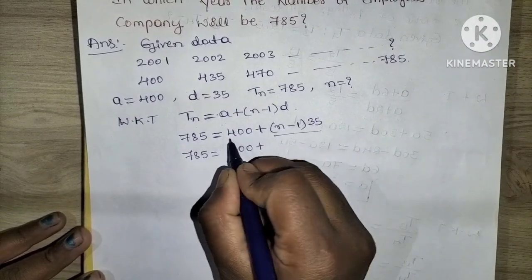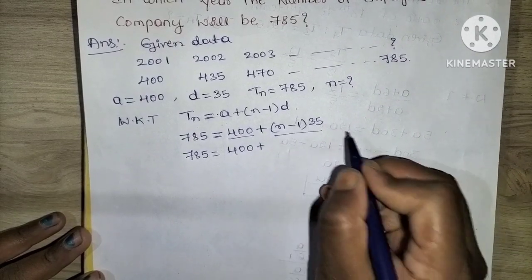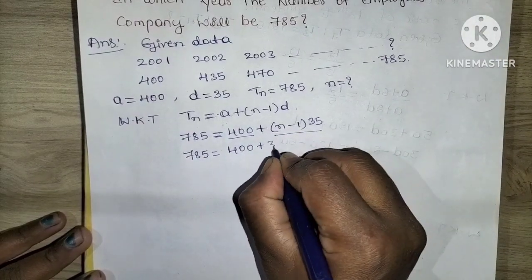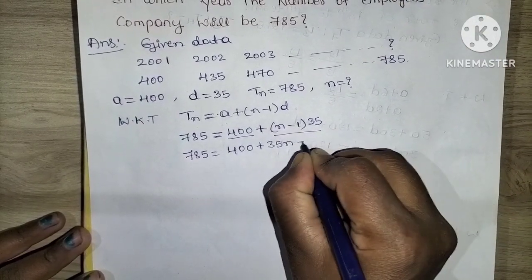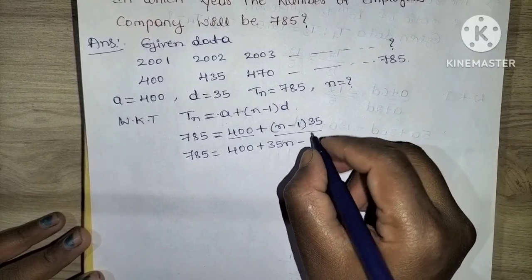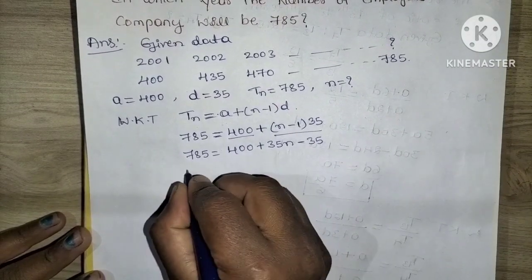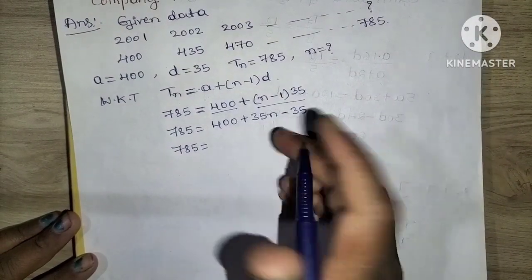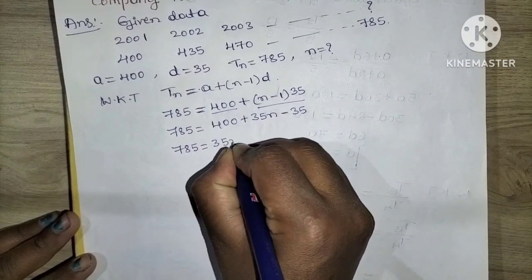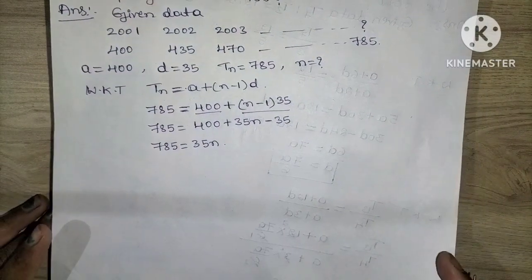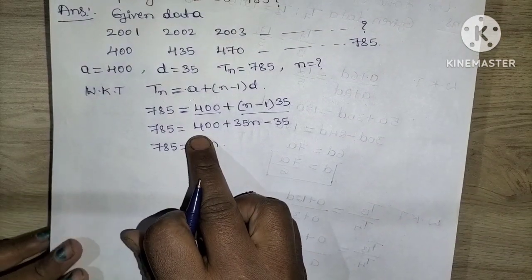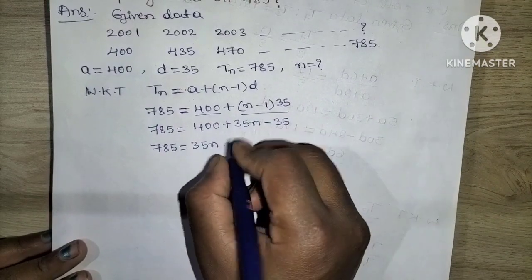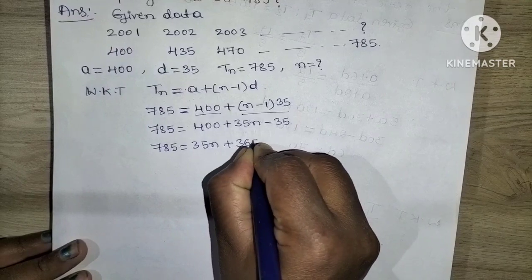This is one term, and this is another term. So (n minus 1) into 35 means we have to multiply: 35 into n is 35n, minus 1 into 35, which is 35. So 785 is equal to 400 plus 35n minus 35. With 35n we can't do anything because it is a variable. For the constant numbers, 400 minus 35 gives 365.